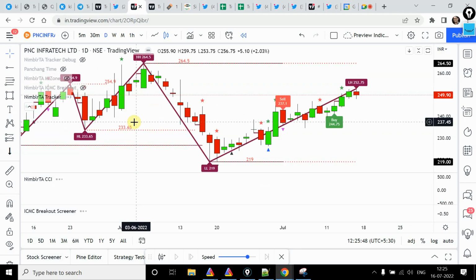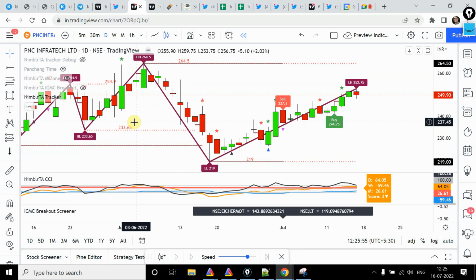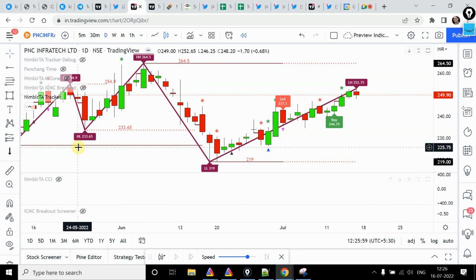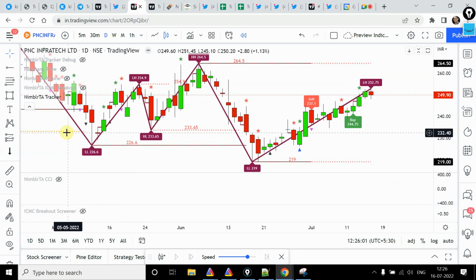In case I've not plotted the NimblrTA CCI, is there any dependency on the NimblrTA tracker, where it is dependent on that data? No, nothing. All of them, they are independent. They can coexist with each other. That is why they form an ecosystem.